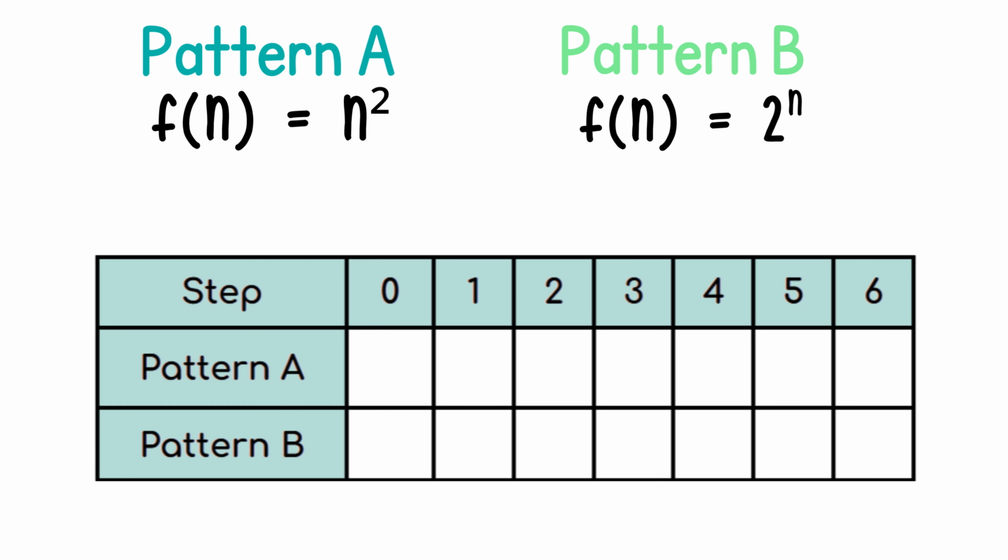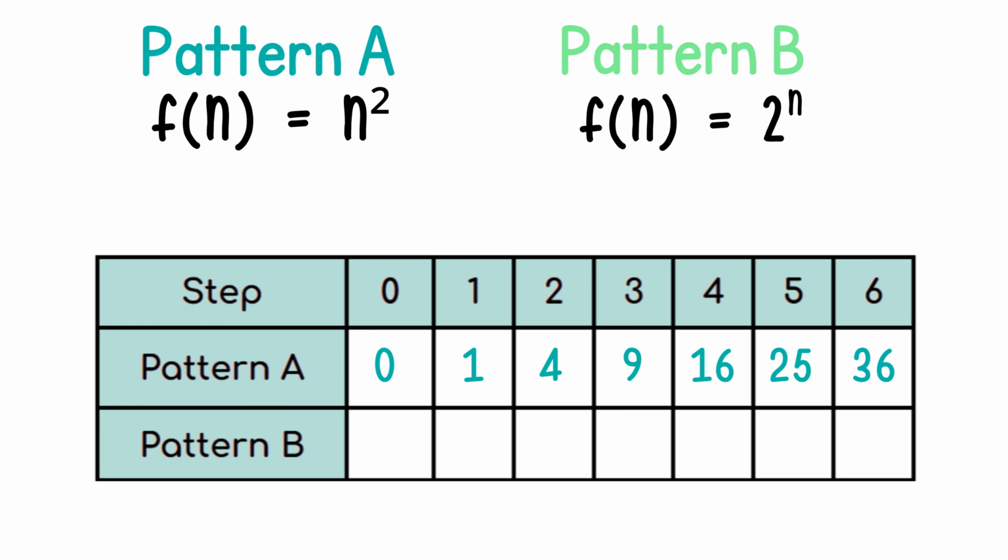Now that we know the function for each pattern, we're going to use them to fill in this table. We're given the step number, and we'll write how many squares would be in that step. In pattern A, we would start with 0 because we're just going to square each step number. 1 squared gives us 1, and 2 squared gives us 4. 3 squared will give us 9. 4 squared will give us 16. 5 squared will give us 25. And 6 squared will give us 36.